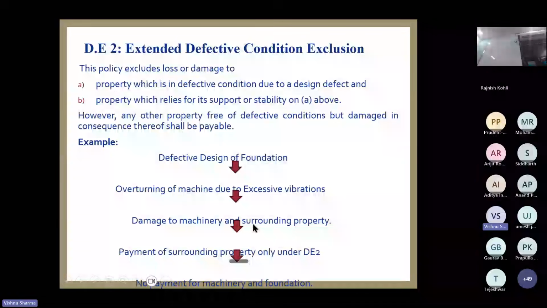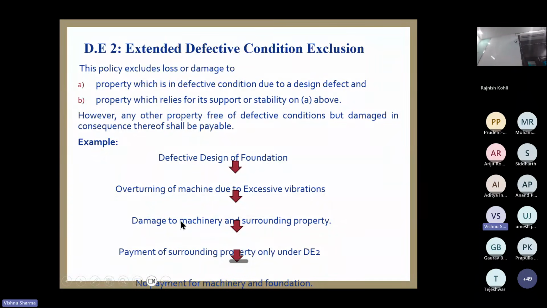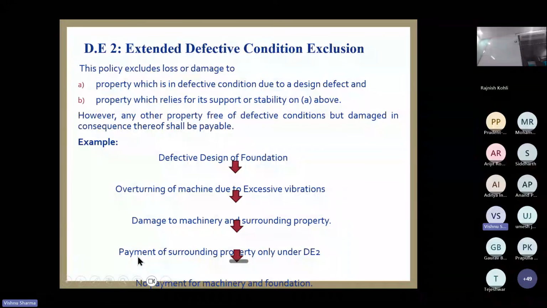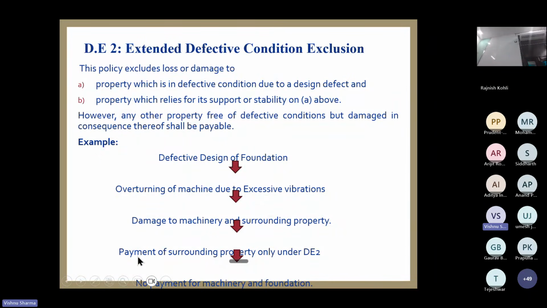Understood? So first of all, foundation damage हुआ, उसकी वजह से that machinery got damaged, and not only that machine, the nearby machineries, they also got damaged. Now in this case, as per DE2, if DE2 extension is given, we pay only to the surrounding machinery only. Damage to the surrounding machinery, not to the foundation, not to the machinery. Okay, इनका नहीं देके बाकी surrounding machinery का loss दिया जाएगा.